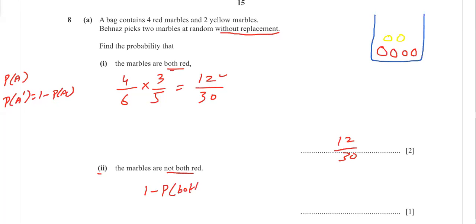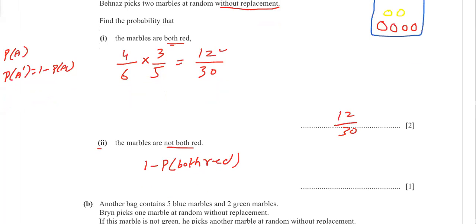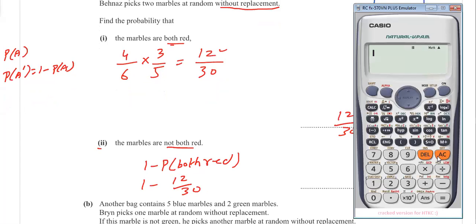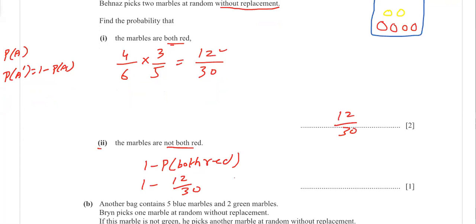You can say probability of both red. So it will be 1 minus 12 over 30. If I calculate 1 minus 12 over 30, that will be 3 over 5. So it's equal to 3 over 5.